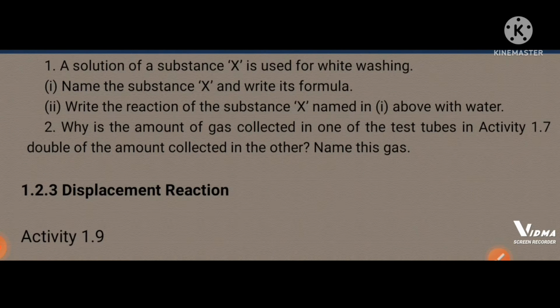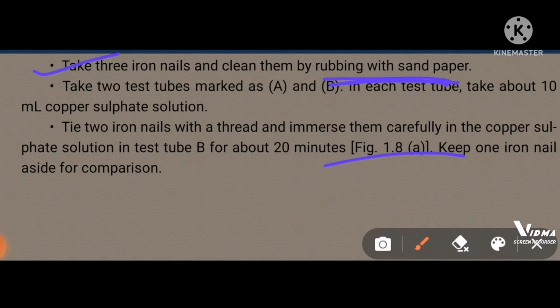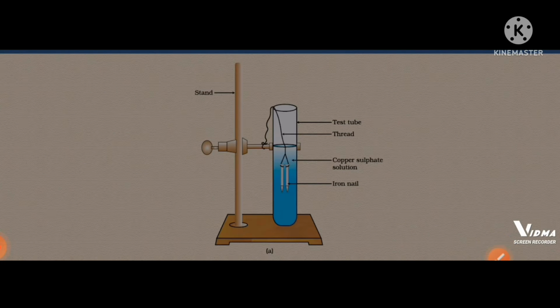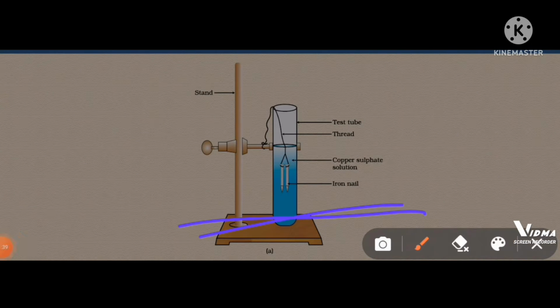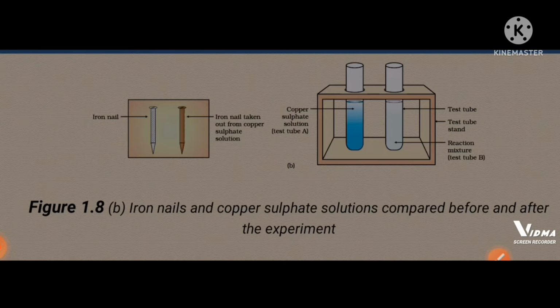Now see this activity 1.9. Take 3 iron nails and rub them with sandpaper. Do you know why it is advisable to rub the nail with sandpaper? To remove impurities and rust, which can hinder the chemical reaction. Take 2 test tubes marked A and B, tie 2 nails in thread, and immerse them carefully in the copper sulfate solution. Here iron reacts with copper sulfate solution. After 20 minutes take out the iron nail.